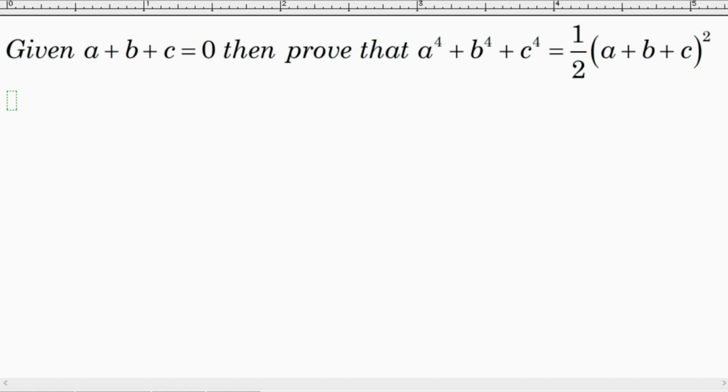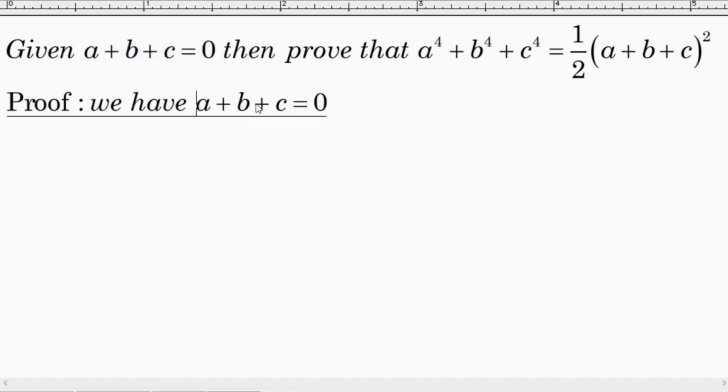The question wants us to prove that a⁴ + b⁴ + c⁴ = 1.5 (a² + b² + c²)². So what we have to do is use the hypothesis to prove it. So the proof that we have: from this hypothesis, we will move +c to the right hand side of the equation.